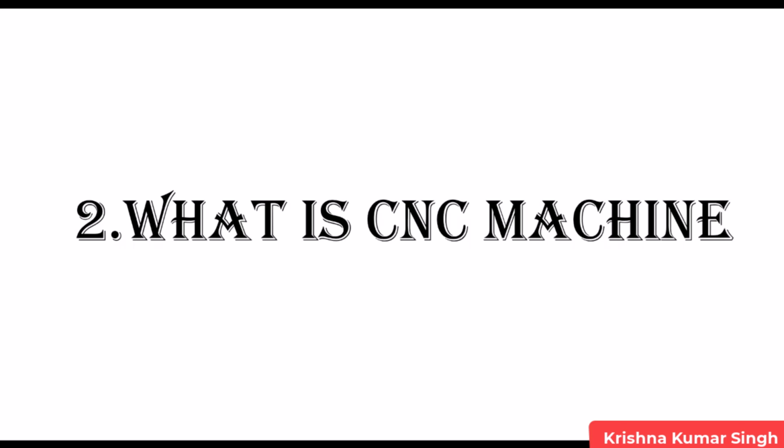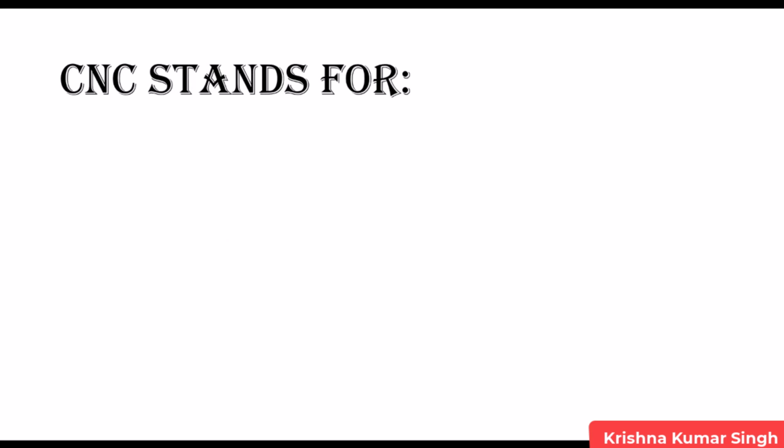Our next topic is what is a CNC machine? In CNC, C stands for computer, N stands for numerical, and C stands for control. So it's computer numerical control. This means we are going to operate all machine movements with the help of a computer, not only the movements but also various operations. You might know that a computer can't understand our language, like English. It only knows its own language, which is a programming language.